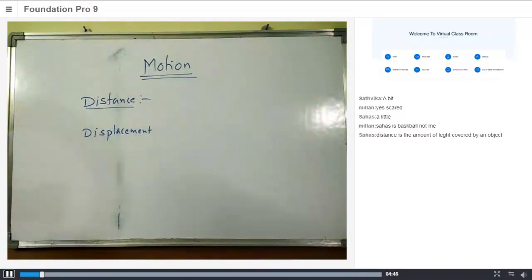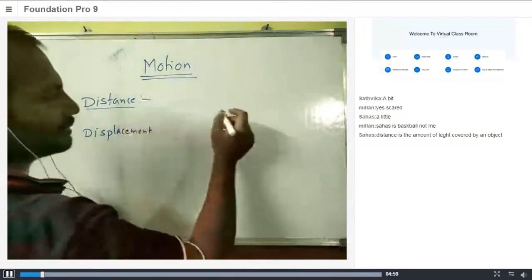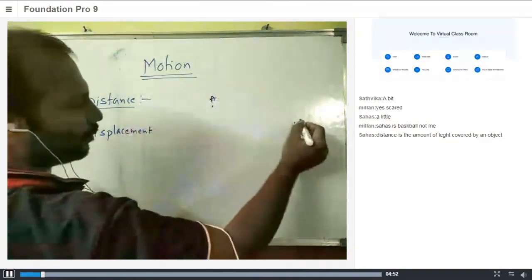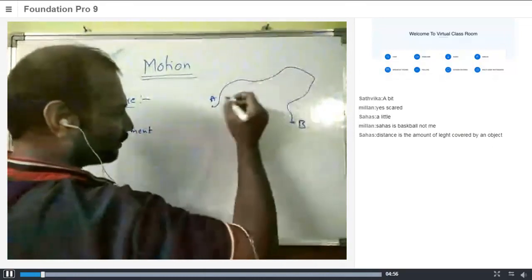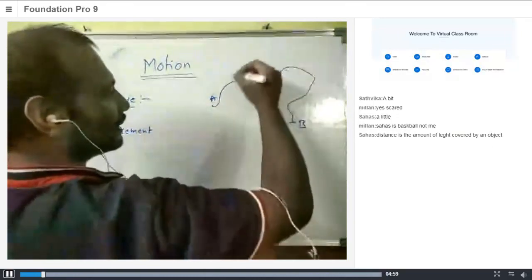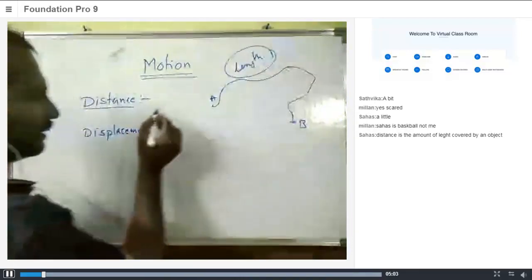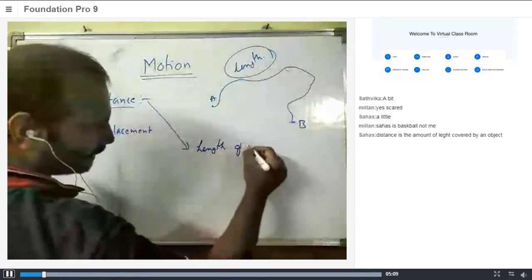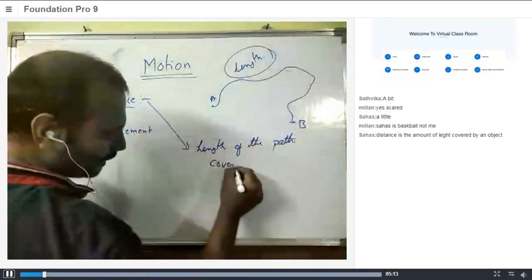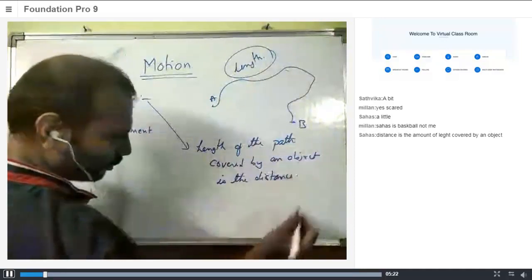That's fine. Okay, so I agree that most of you say that if there is a point A and a point B, and this person goes all the way along this path, the length of the path covered by the object is called distance. So how do we define distance? You can quickly scribble it down. Length of the path covered by an object is the distance, right?